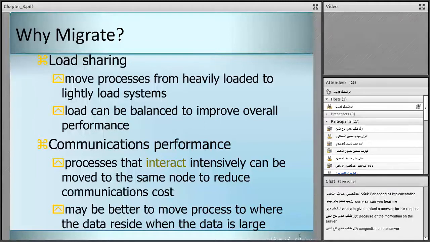Load sharing means when a processor is overloaded. I mean, it is very heavy. It's too busy. When a processor is too busy, it has many jobs to do. So when a processor is overloaded and heavy, we may want to transfer some of that processor's work to another processor. In this work, we must pay attention to communication, of course. So process migration could be useful here.